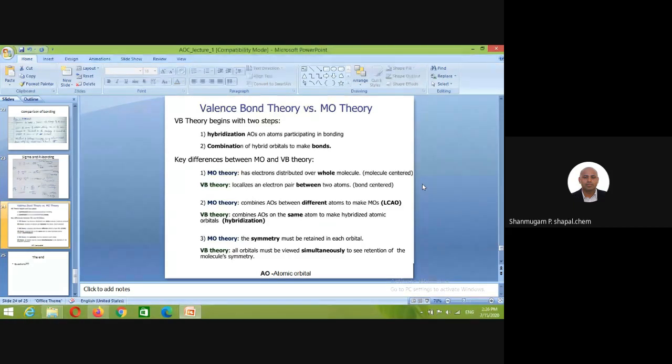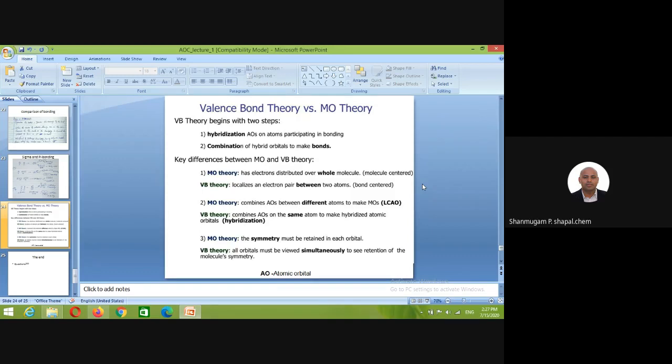The next one, molecular orbital theory combines atomic orbitals between different atoms to make molecular orbitals. So the molecular orbitals will involve different atoms. The valency bond combines atomic orbitals of the same atom. So what it means is that the same atom connections are more elaborately explained by the valency bond theory. For different atoms, for example, carbon and hydrogen bonding, that is more described in molecular orbital theory. But in valency bond theory, they talk more about carbon to carbon. Okay, so this is one difference.